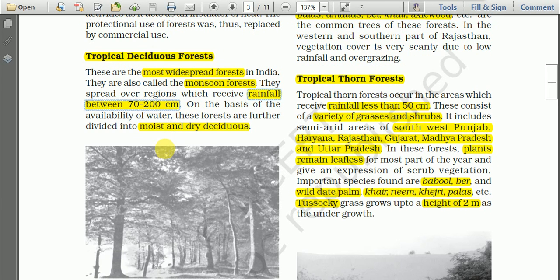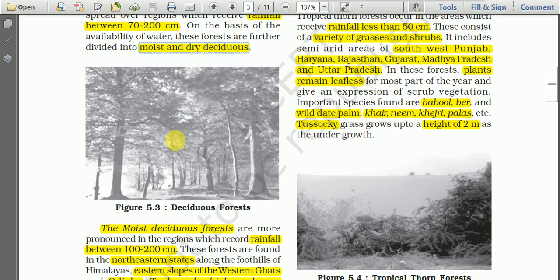On the basis of the availability of water, the forests are further divided into moist and dry deciduous. On the basis of the amount of rainfall, tropical deciduous forests are further divided into moist tropical deciduous and dry tropical deciduous forests. So this is a scene of this deciduous forest in India.